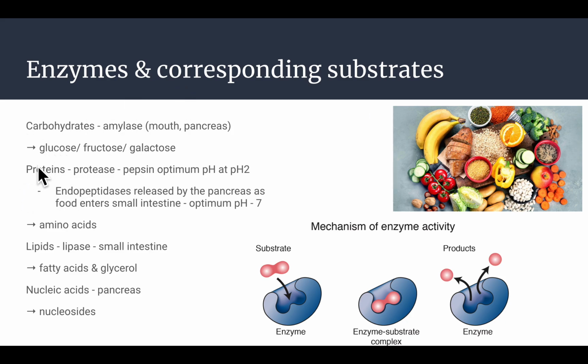And then we have proteins, which are broken down into amino acids, and the enzymes have different optimal pH ranges. For example, for pepsin, its optimum pH is 2, whereas this other one, it's kind of a long word, functions best at a pH of 7. So that's near the small intestine, which we know has a relatively alkaline or neutral pH.